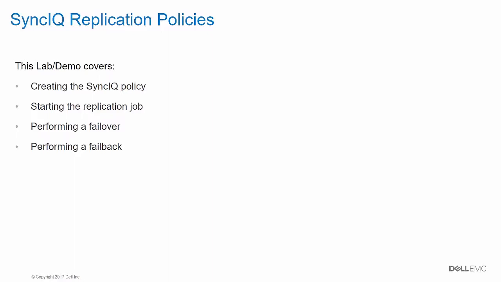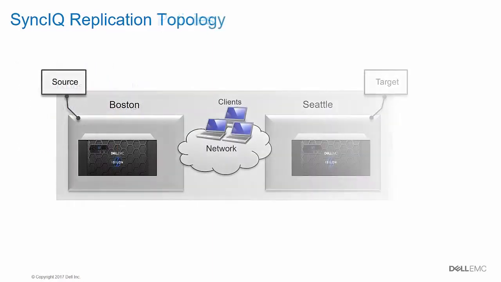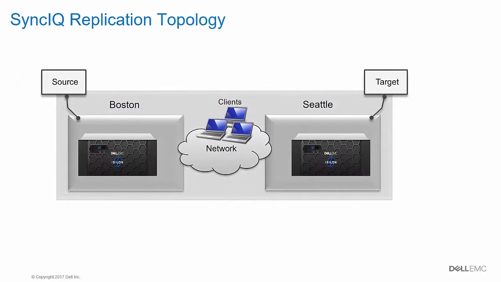Before beginning with the configuration, shown here is a simple topology the configuration will address. The Boston cluster is the SyncIQ source, and the Seattle cluster is the SyncIQ target.